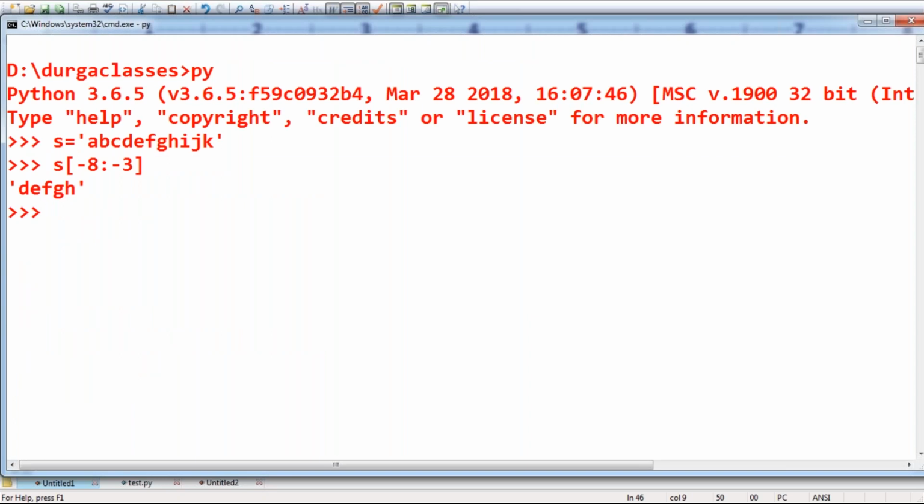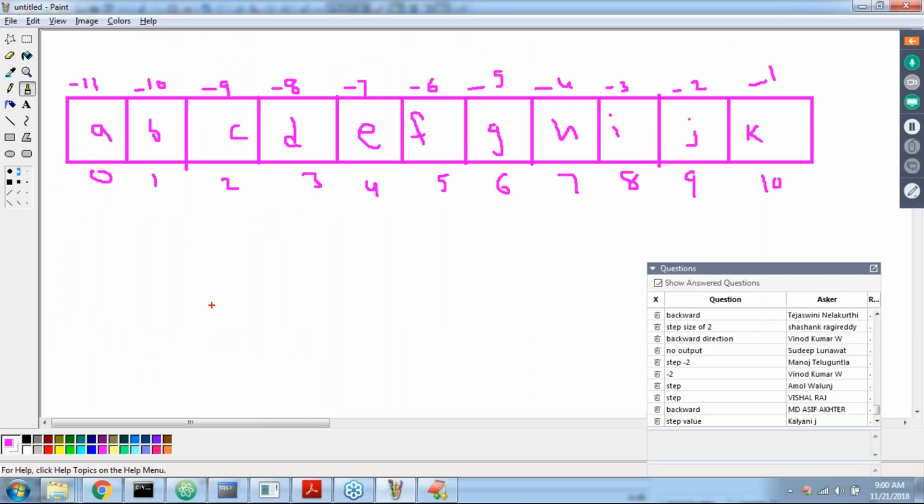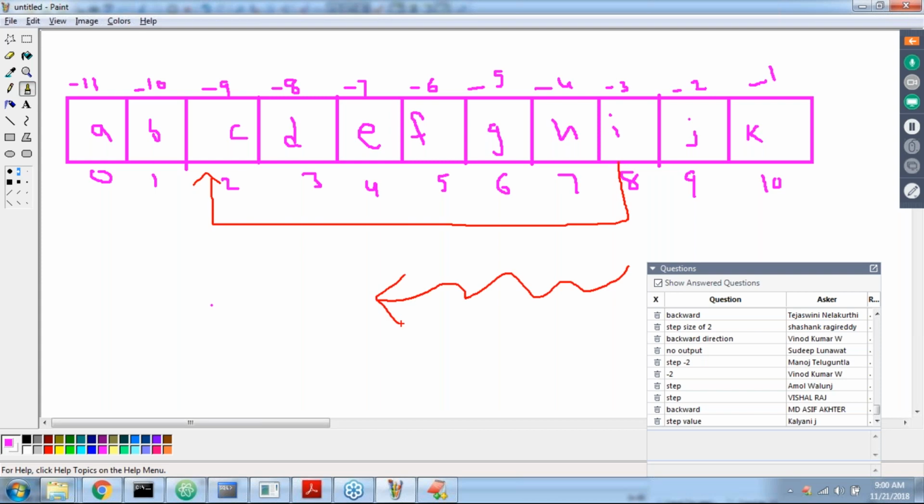Okay, let me cross check. Where is the -3? -3 to -9 in the backward direction. Have you observed? Now I'm moving towards the backward direction, like that, -3 to -9. Every second character: first I, next G, next E, next E, next C. So the output we are going to get is IGEC. This is the answer we are going to get, sir.